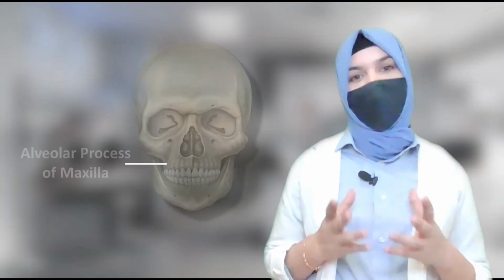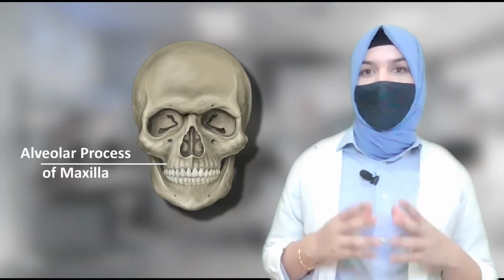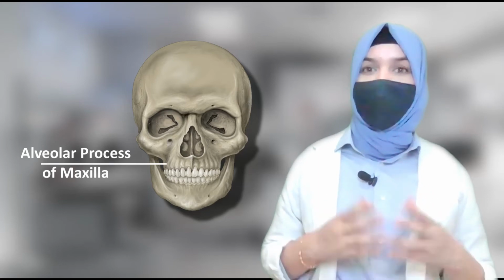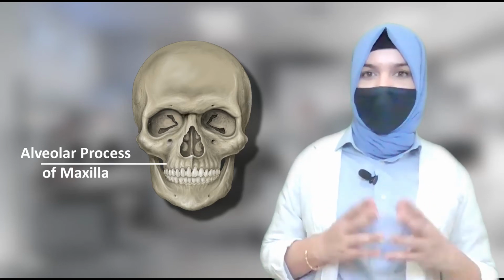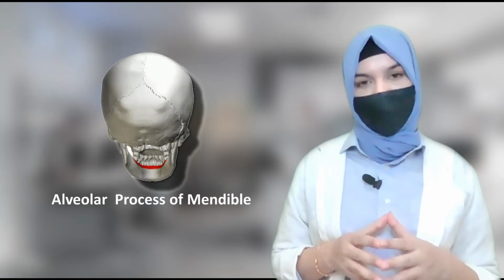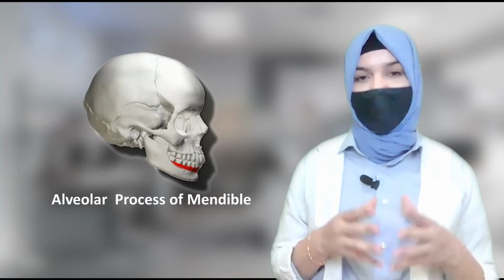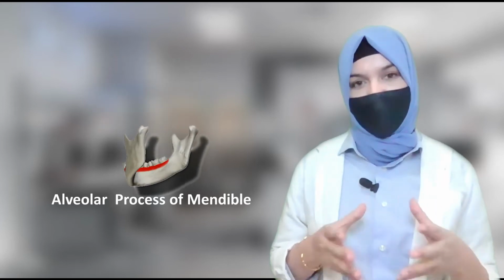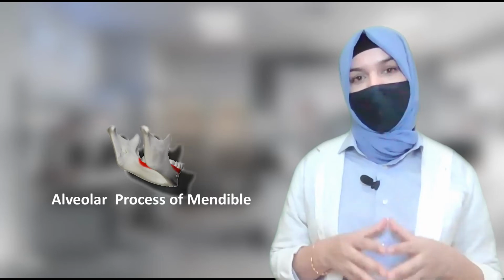Then we have the alveolar process of the maxilla. Alveolar process of the maxilla is a strong ridge that lies at the inferior aspect of the maxilla and holds the roots of your teeth. Next, we have the alveolar process of the mandible. This is a U-shaped thick structure that lodges all your lower teeth. It consists of the dental alveoli and the dental arch. It also provides the origin site for the buccinator muscle.